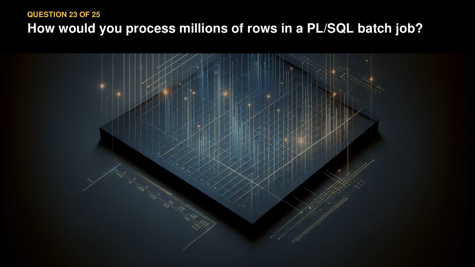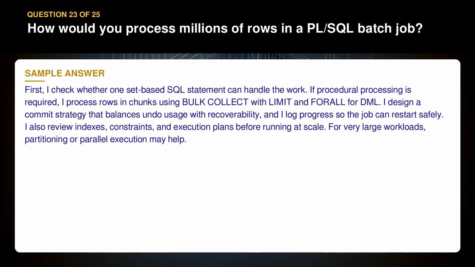Question 23. How would you process millions of rows in a PL/SQL batch job? First, I check whether one set-based SQL statement can handle the work. If procedural processing is required, I process rows in chunks using BULK COLLECT with LIMIT and FORALL for DML. I design a commit strategy that balances undo usage with recoverability, and I log progress so the job can restart safely. I also review indexes, constraints, and execution plans before running at scale. For very large workloads, partitioning or parallel execution may help.